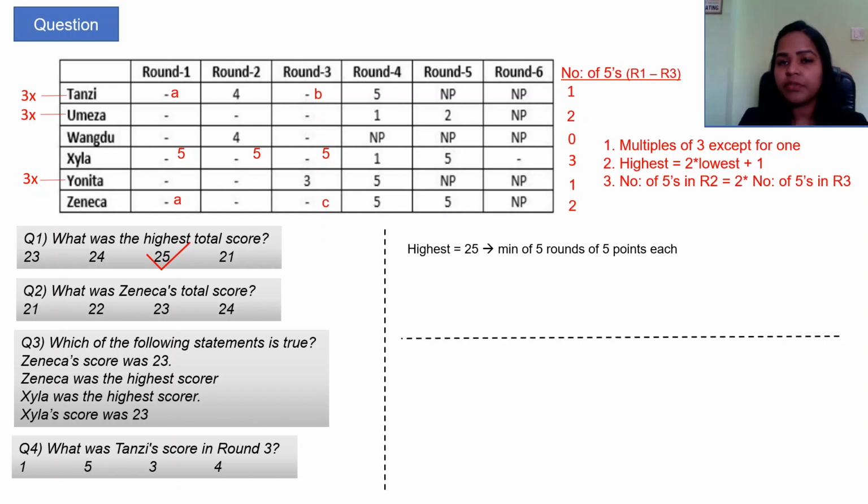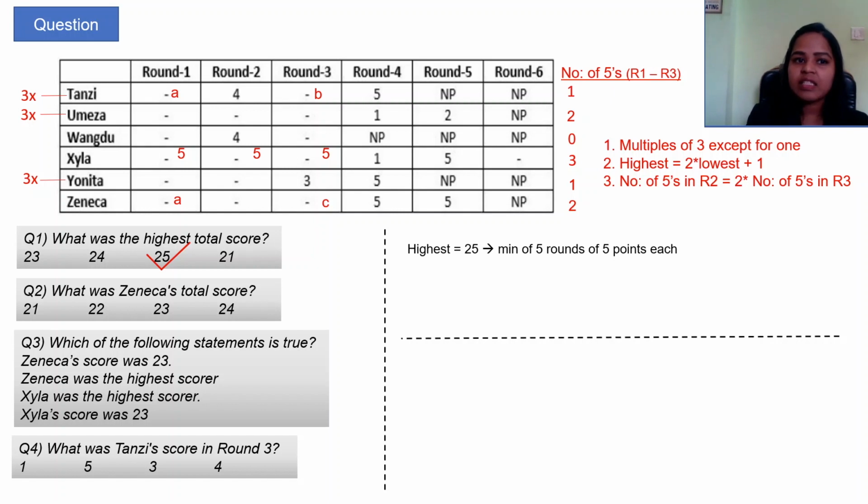So minimum number of rounds that are required are 5 rounds of 5 each, right? But if 5 rounds are of 5 points each, it means that in round 1, 2 and 3, that particular scorer has definitely scored 3 bullseye. So if they scored 3 bullseye, they have to definitely play round 4, 5 and 6. So it's not possible for a player to score all 5s and not play round 6. So the minimum number of rounds that are required to get a score of 25 are 6 rounds, right?